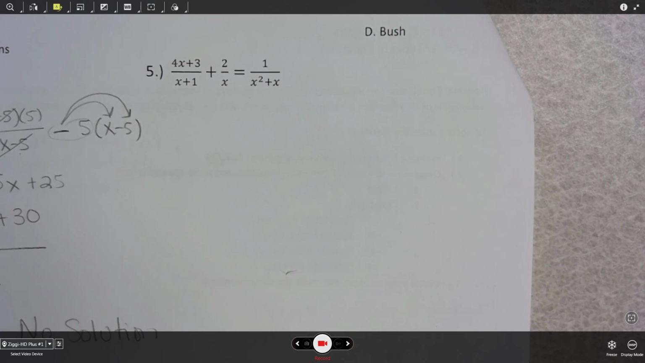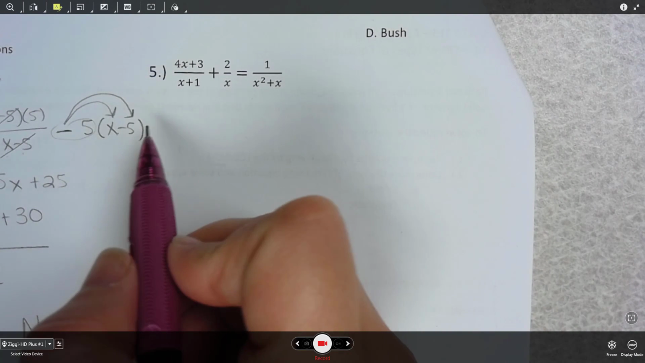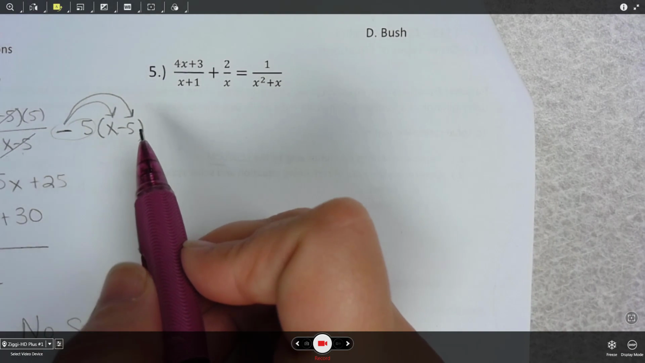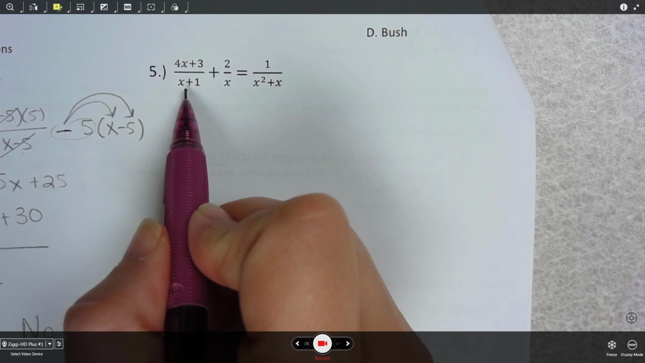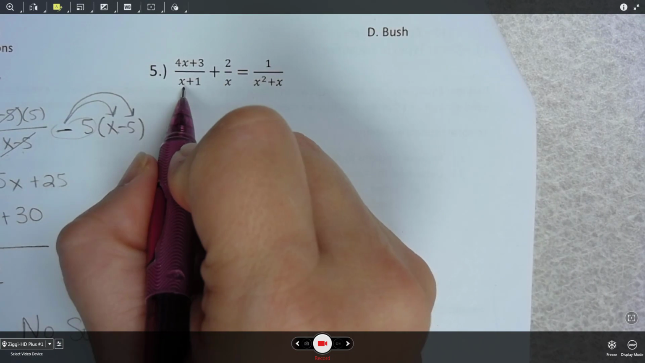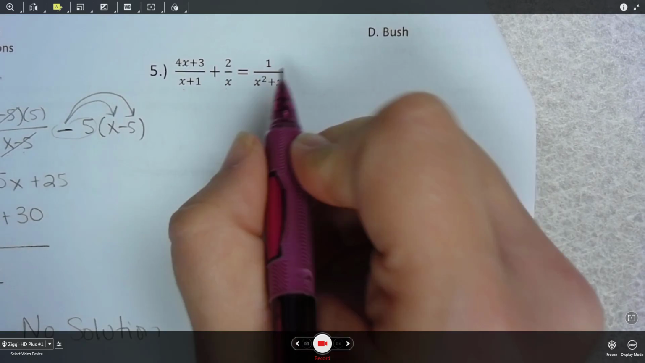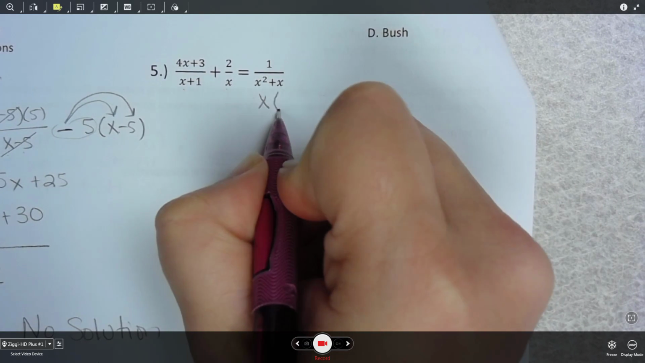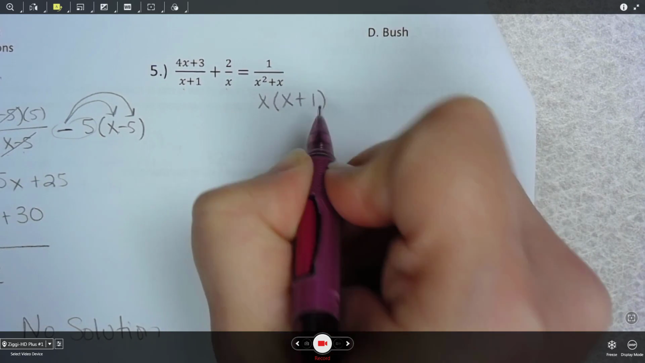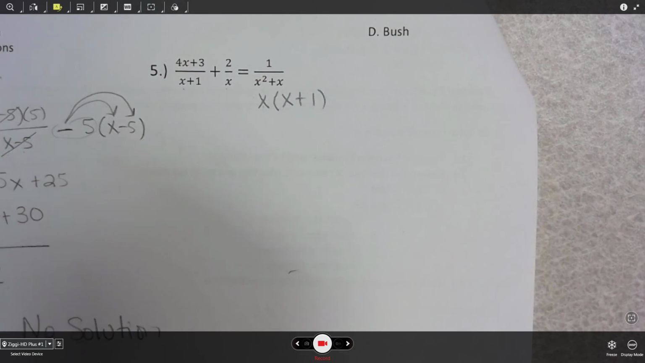All right, let's check this one. Number 5. All right, so we need to look through our denominators. Can't factor, but this one does have a GCF. So I'll pull that out, leaving me x times x plus 1.